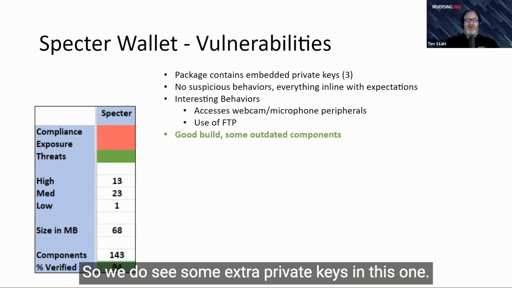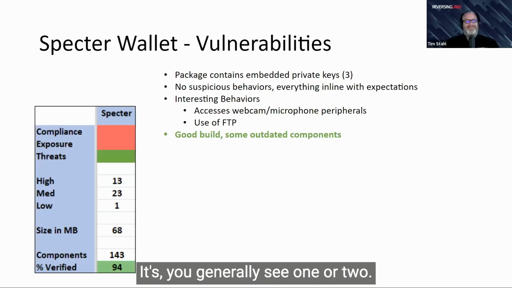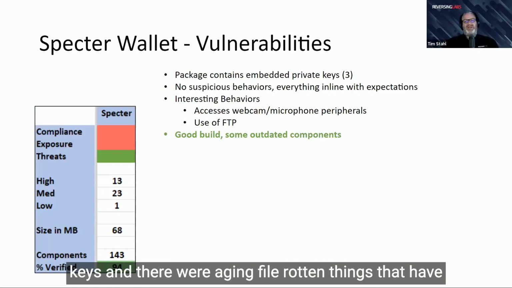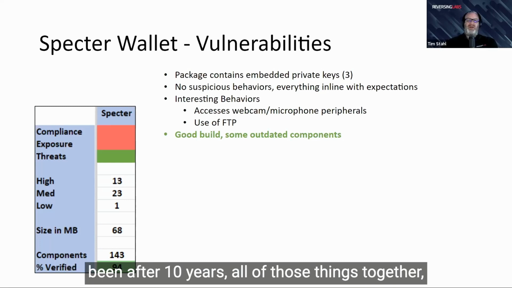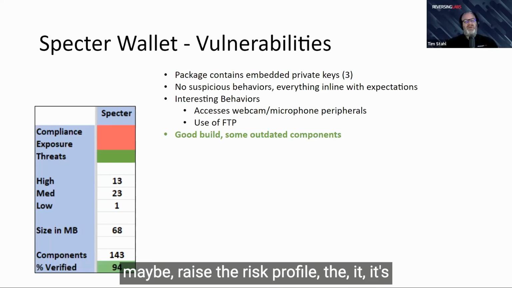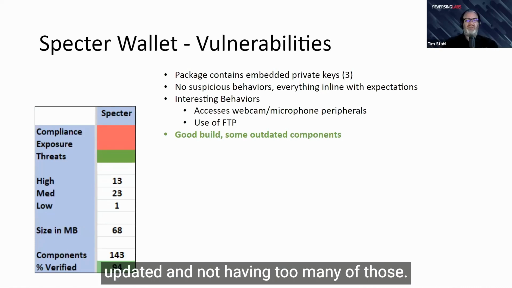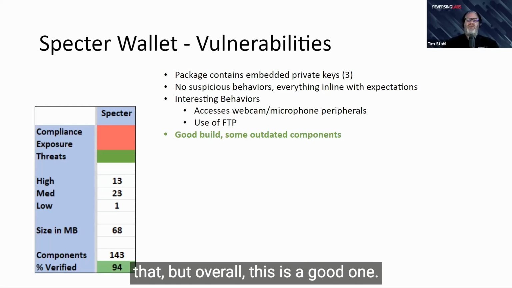So we do see some extra private keys in this one, more than normal, right? You generally see one or two. So 3 or more, but there's no other quality issues. So again, it's less of a concern. If there are private keys and there were aging, file rotten things that have been there for 10 years, all of those things together maybe raise the risk profile. It's a quality issue in the build quality. If they're not taking care of this, then these things should be a bigger concern. But they are doing a good job here of updating packages, keeping their third-party components updated, and not having too many of those. So it has a reduced attack surface. The size has a little bit to do with that, but overall, this is a good one.